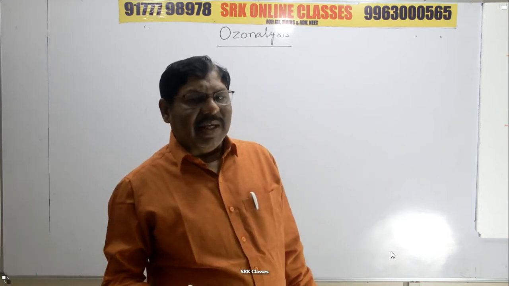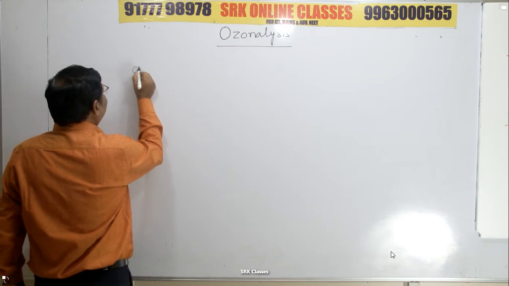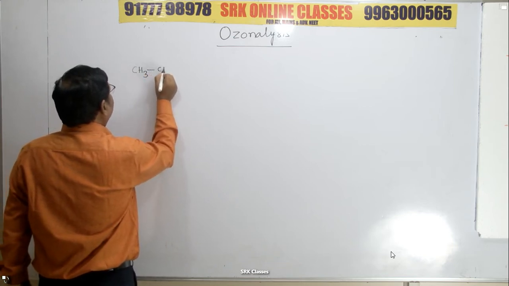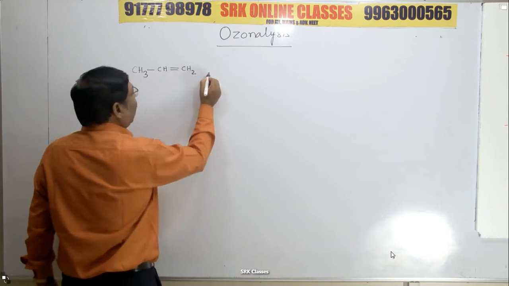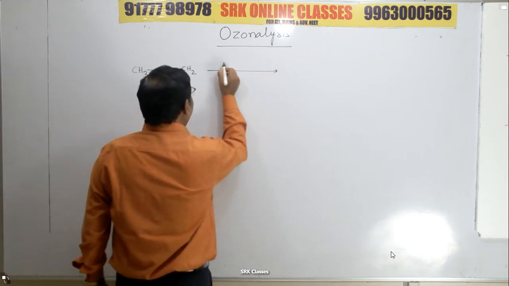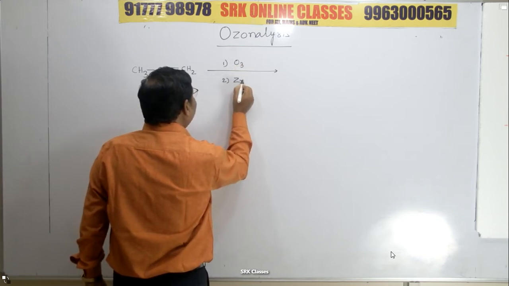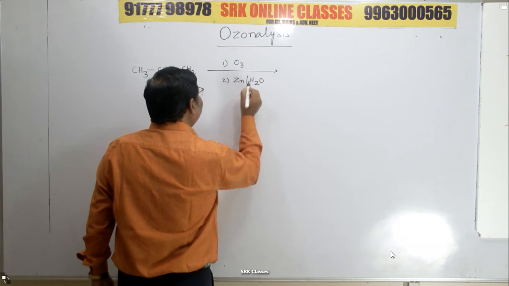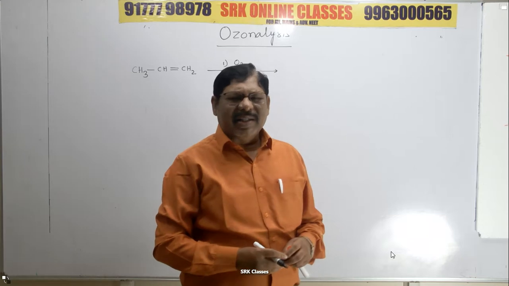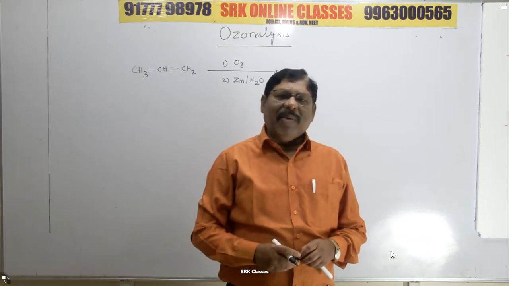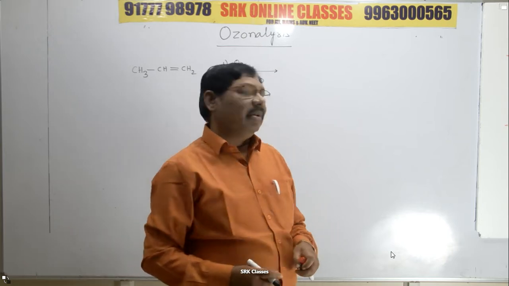So first I'll take a common example here. Propene. This is the structural formula of propene. Propene on ozonolysis. In the previous test, what we have used is O3 and zinc and H2O. This is said to be reductive ozonolysis. We have already discussed the mechanism part. Now I am giving the shortcut method to write the final products if the starting compound is given.